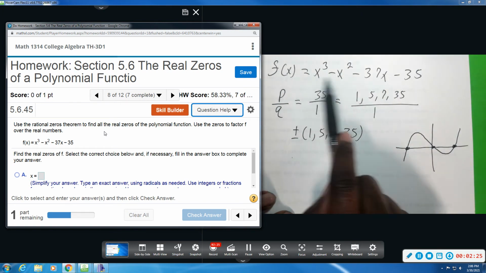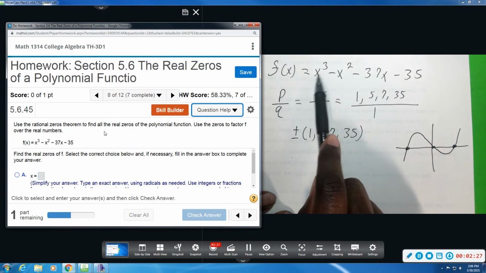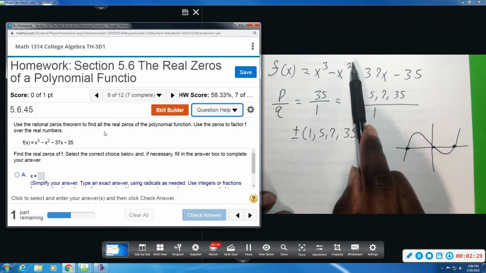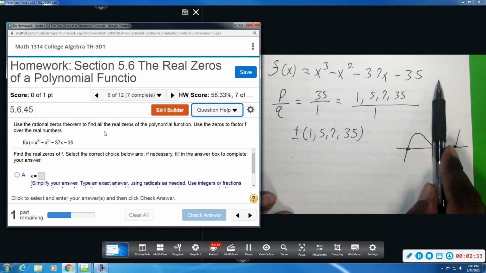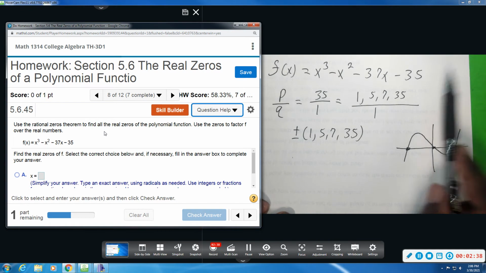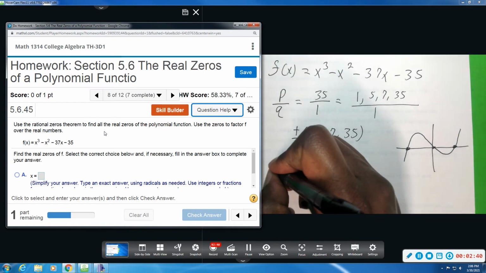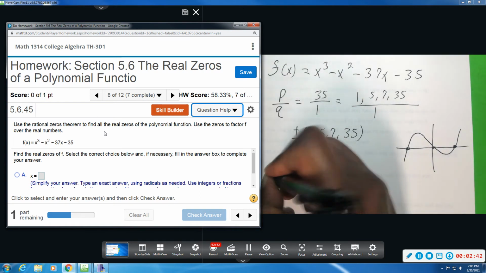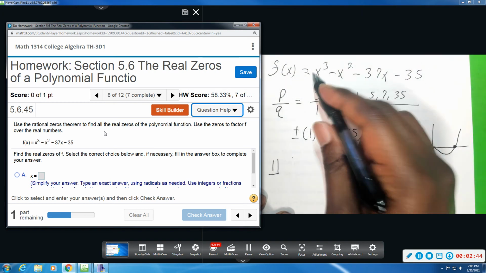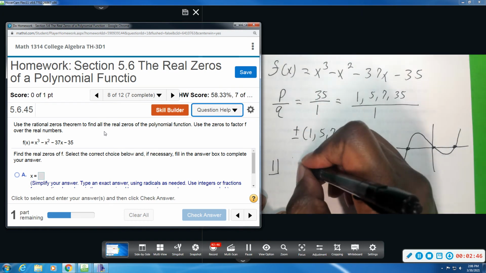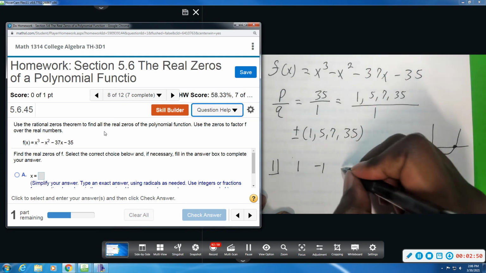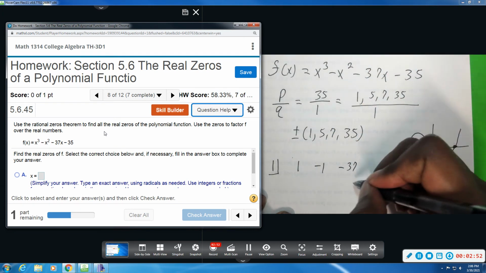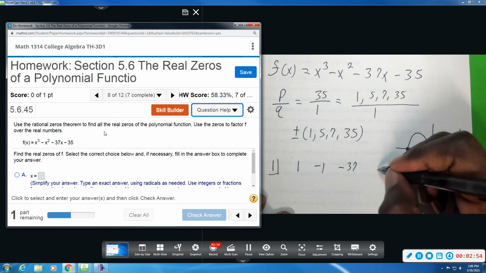So you look at your polynomial, you make sure you have all your terms. So we have x to the third, to the second, to the first, and 0. If we have all of our terms, nothing is missing, we don't need any zeros as placeholders. So first, I'm going to try 1. I don't know which ones work. We're just playing the guessing game. So I will use my coefficients. That would be 1, negative 1 for this one, negative 37 for this one, and then negative 35.